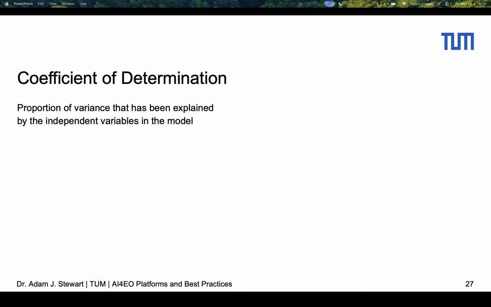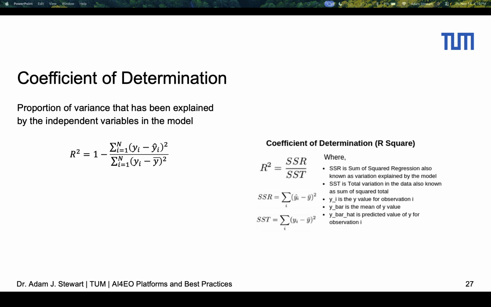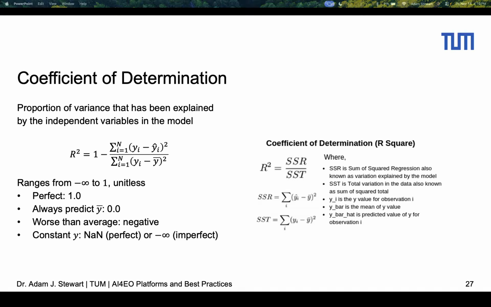The other one that you'll see, and this one's becoming more common, I think, is this coefficient of determination. This is more about variance than it is about fit. It's known as R squared, and this is the formula. The top is the sum of squared regression, and the bottom is the total variation in the data set. This one actually ranges from negative infinity to 1, so you can be infinitely bad, but you can only be 1 good. So 1 is perfect.